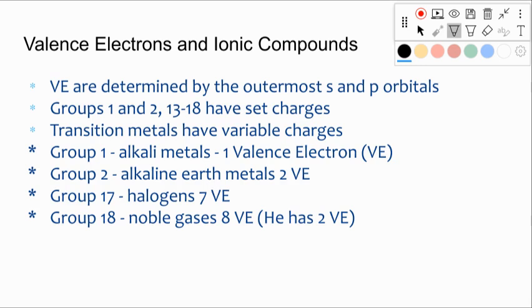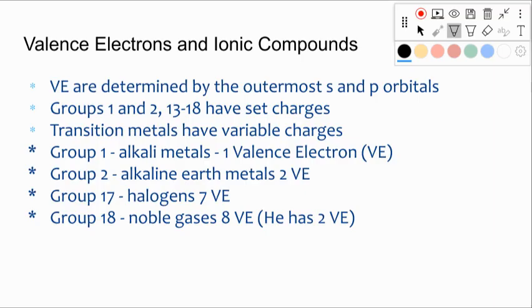And then even though tin and lead are not transition metals, they're in group 14, they can take on either a positive 2 or a positive 4 on their charges. So group 1 are your alkali metals, and all of group 1 elements, including hydrogen, which is not an alkali metal but is there because of the valence electrons, they all have just one valence electron.